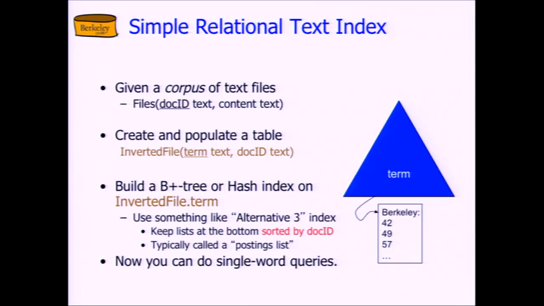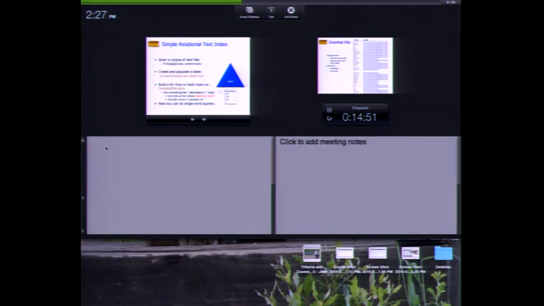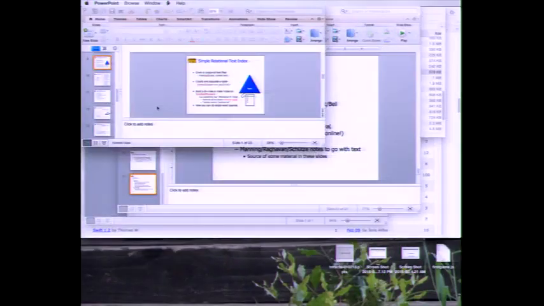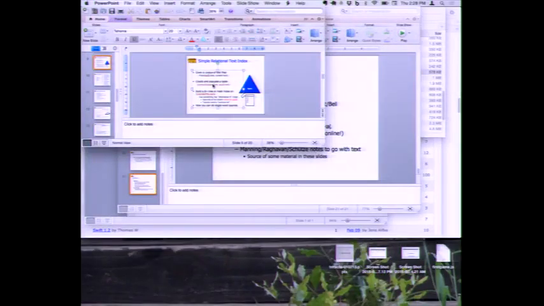Now, I lied here in this slide, and it happened late at night, and I shouldn't have typed it. Term can't be a key of this relation, or that wouldn't work, because we'd only be able to get one document per word. So let me quickly fix this.